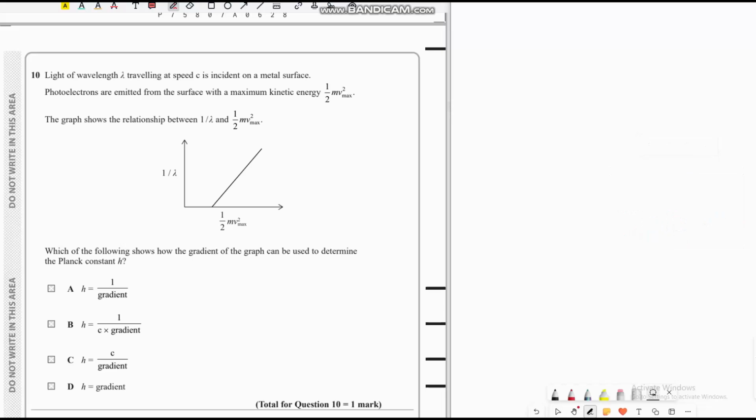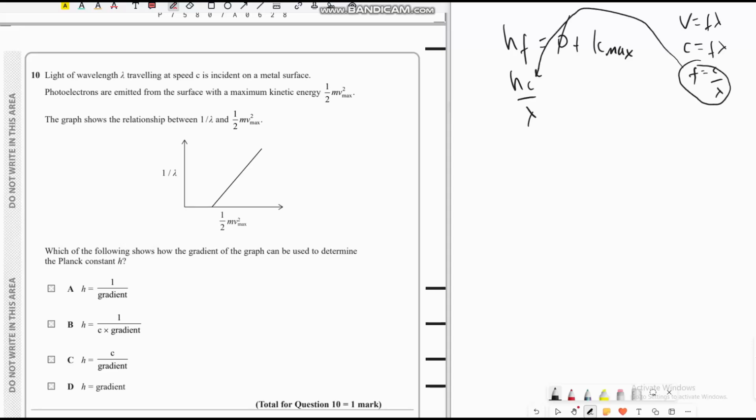We'll start with the basic equation and see how we go with that. You know, hf equals phi plus K max. That's Einstein's photoelectric equation. As I have a lambda, I'll rearrange the equation. For electromagnetic waves, the speed is c equals f lambda. So instead of f, I can write c over lambda. So hc over lambda equals phi plus K max. Instead of K max, I can write half m v squared max.